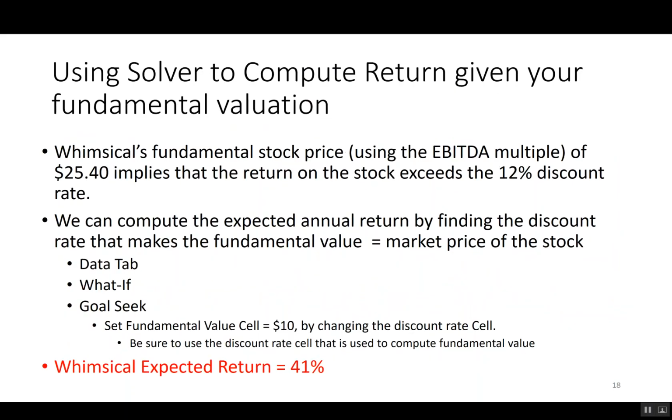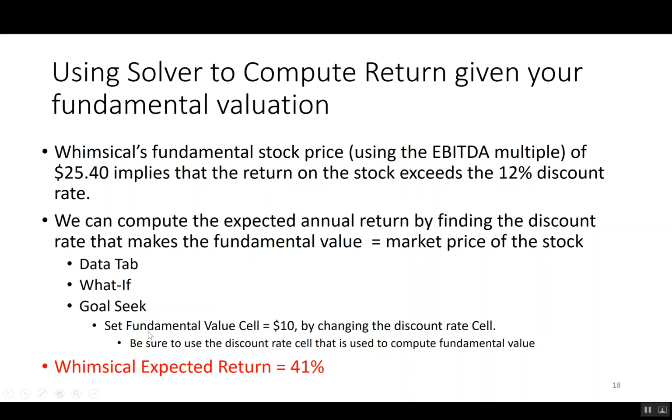Now, a couple things I want to say before I finish. Our fundamental valuation using the multiple is $25. Remember, our stock price was $10, so it looks like a really good buy. In other words, if the discount rate is 12%, we're going to earn more than a 12% return if we buy the stock at $10. Actually, if we bought the stock at $25.40 and got all the expected cash flows we forecasted, we would earn exactly 12%. So the fact that we can buy this stock for $10 tells me that I'm going to have greater than a 12% return.